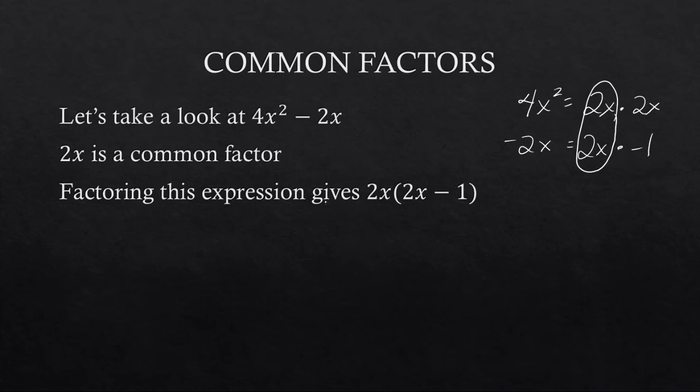So factoring this expression is going to give us 2x, and then we're left with 2x minus 1, because if we distribute this and multiply this back up, 2x times 2x is 4x squared, and 2x times a negative 1 is a negative 2x.